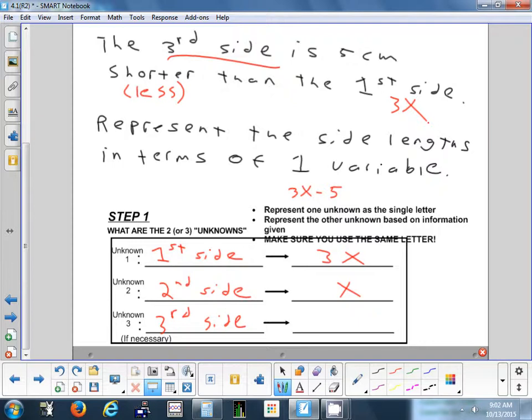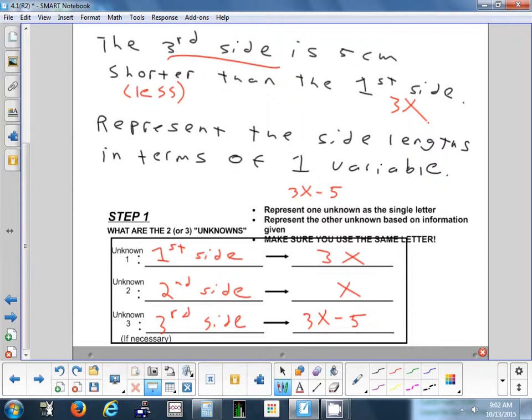How come you switched the order? Why did you put the 5 at the end and the 3x at the beginning? Yeah, and what tells you to flip it? Yep, "shorter than" or "less than" tells us to flip it. That is correct. Okay. That's 5 centimeters shorter than the first side.